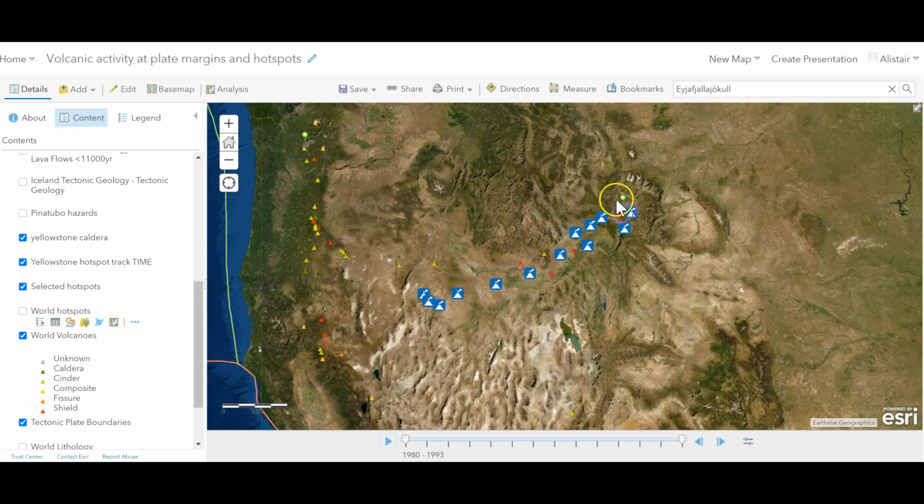So what you've got here is a static hotspot, and you've got a plate moving over the top of it. So my question is, what's the direction of plate movement here? Is the plate moving from the southeast to the north, or from the southwest to the northeast, or from the northeast to the southwest? What direction of plate movement would produce that?